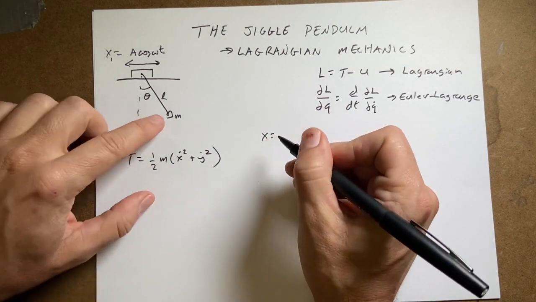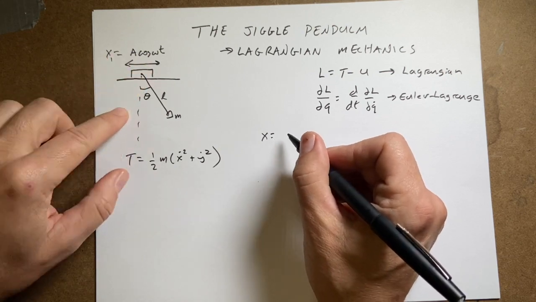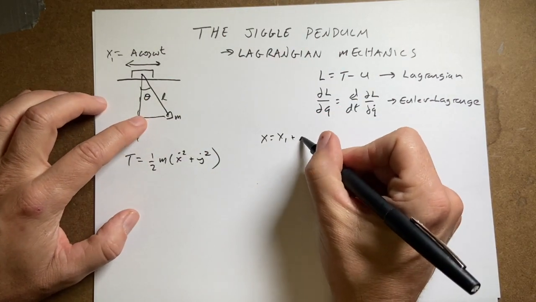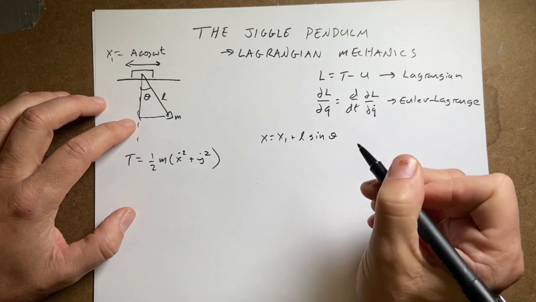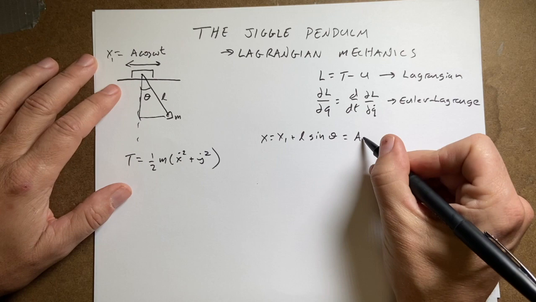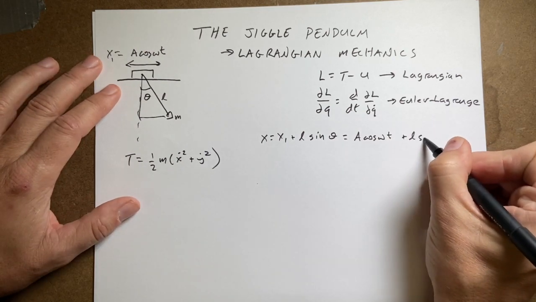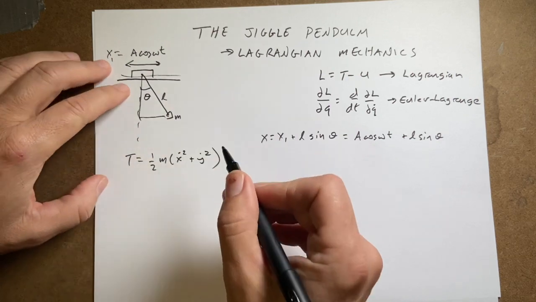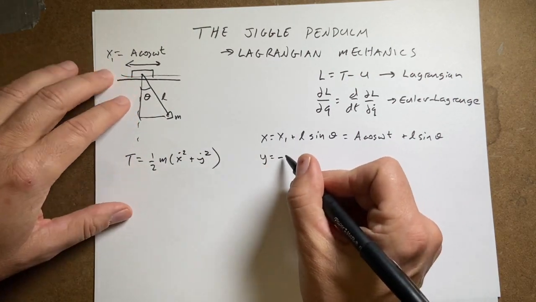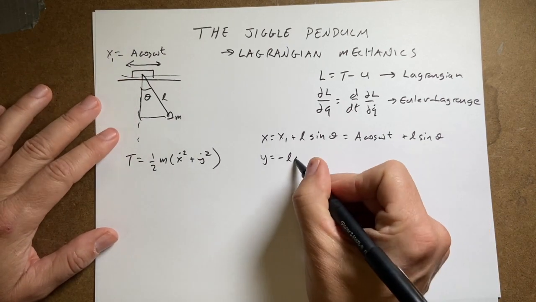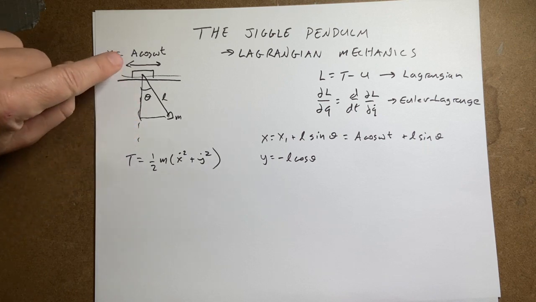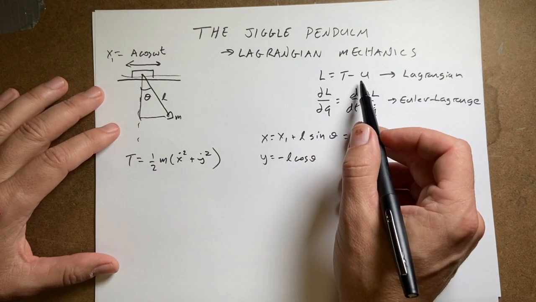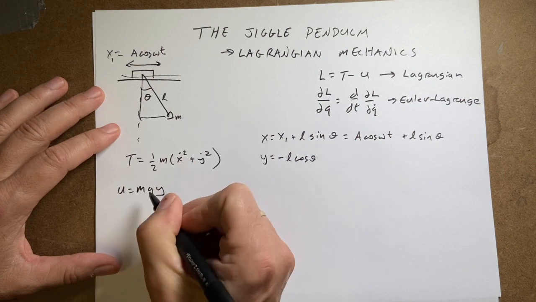So the x location of this is going to be the location of this, x1, plus this distance. So that's a right triangle. So that's going to be plus L sine theta. If I add this in here, that's A cosine omega t plus L sine theta. That's my x. And now for y, it's just going to be this coordinate down here. I'm going to call this y equals 0, so y is negative L cosine theta down there. It doesn't matter where that is, y only depends on that angle theta. Okay, and I can do the same thing for the potential. The potential is just going to be mgy, which I have y, so that's pretty easy.